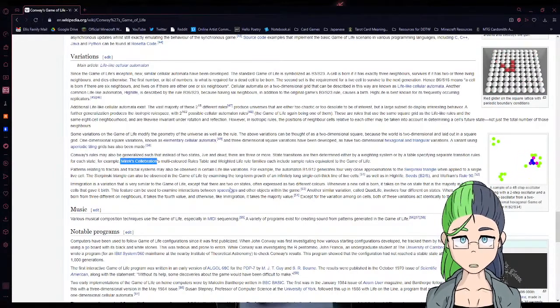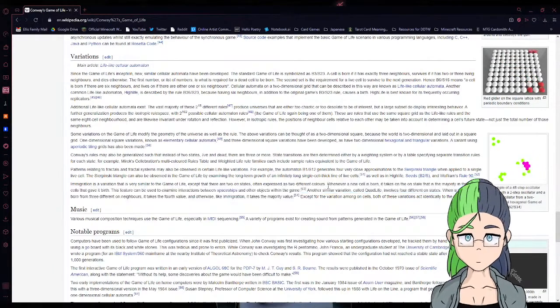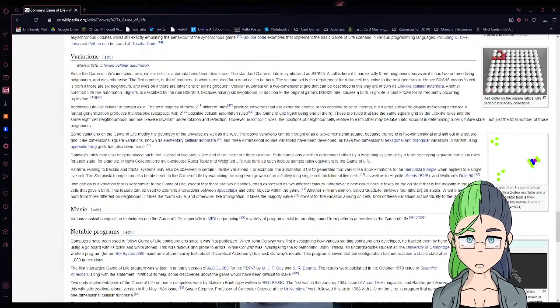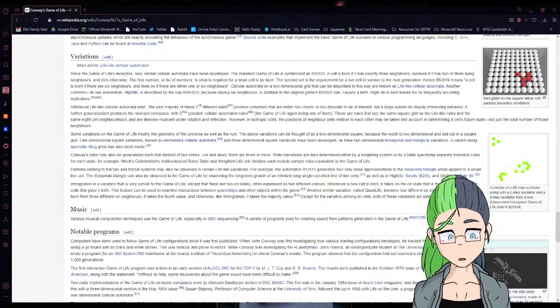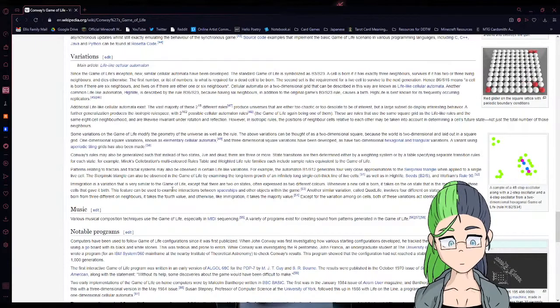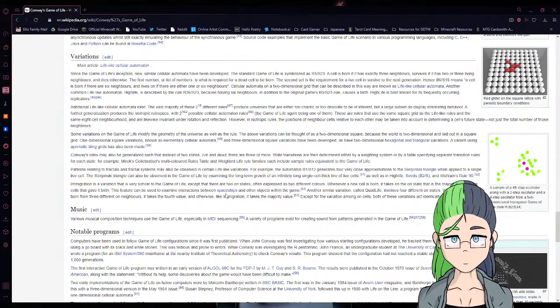Except there are two on states. Immigration, two expressed with two different colors. When a new cell is born, it takes on a state that the majority of the three cells that gave birth. This feature can be used to examine interactions between spaceships.